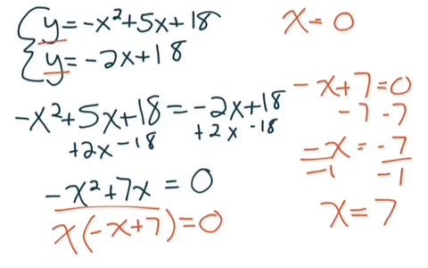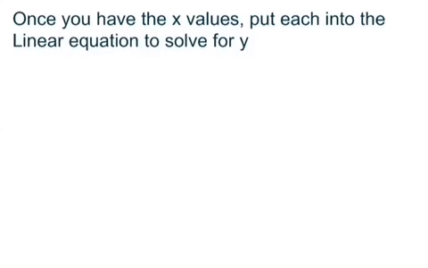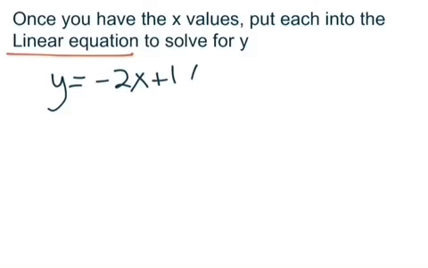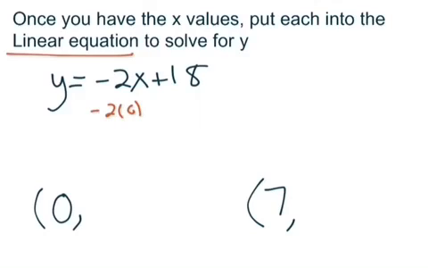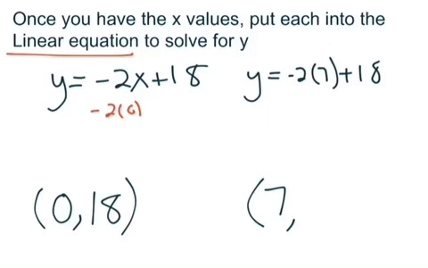Okay, so now that I have my two x values, I still need to find the rest of my ordered pair. So I'm going to put these x values back into the linear equation, which was y equals negative 2x plus 18, and that's going to give me the two y values that I need. So remember, I have one ordered pair that begins with 0, and I have one that begins with 7. So first I'll put in my 0, and obviously that's going to lead me to a y of 18, and then I'll put in my 7, y equals negative 2 times 7 plus 18, and that leaves me with a y of positive 4.